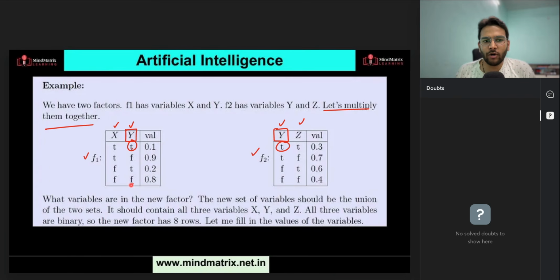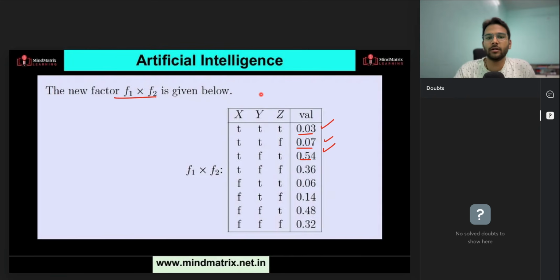Similarly, you can see here Y is false. Y is false here. So 0.8 into 0.6, it should be 0.48. So 0.48 is there. Like this, we have filled all the values.